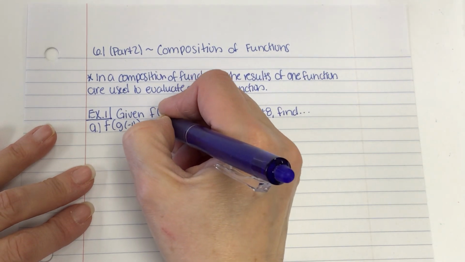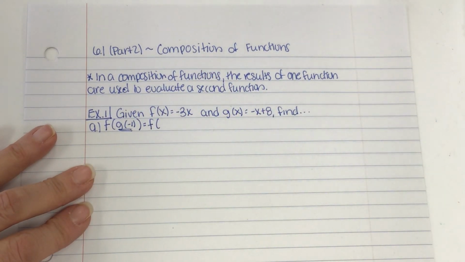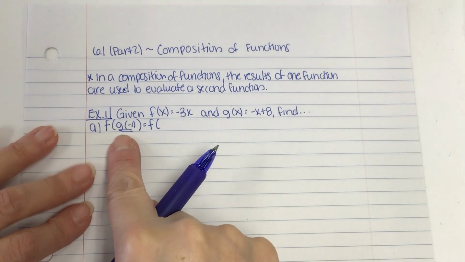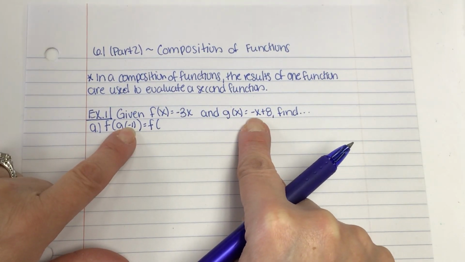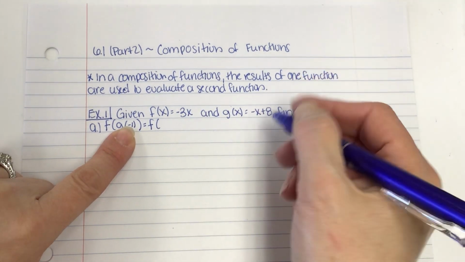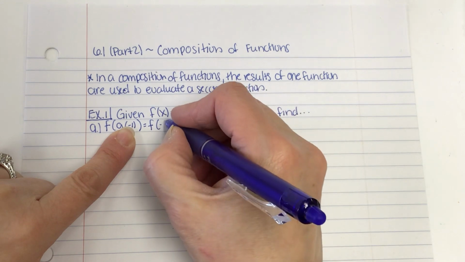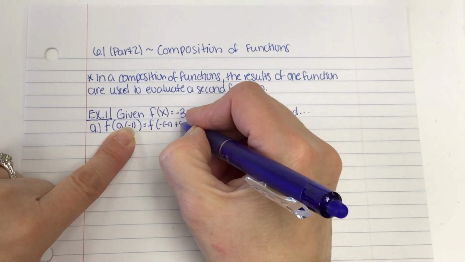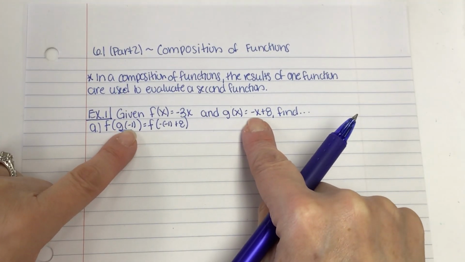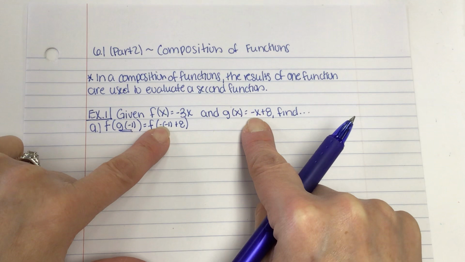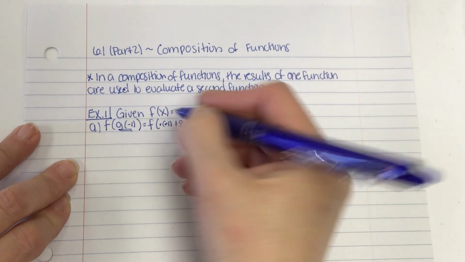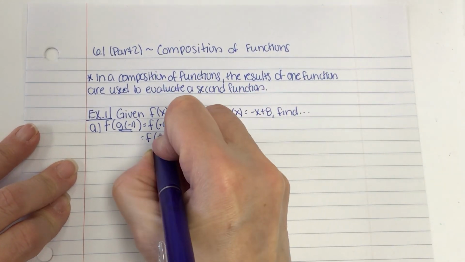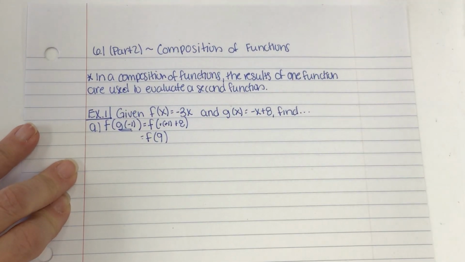So that means we have f of, and we always want to evaluate what's inside first. So g of negative 1 means in this g function, we replace x with what? Negative 1, right? So we have a negative on the outside, and then negative 1 plus 8. So I replaced x with negative 1. So I have a negative negative 1 plus 8. And what do the negative and the negative do? Makes it positive. So now I'm just talking about f of 9, because 1 plus 8 is 9, correct?